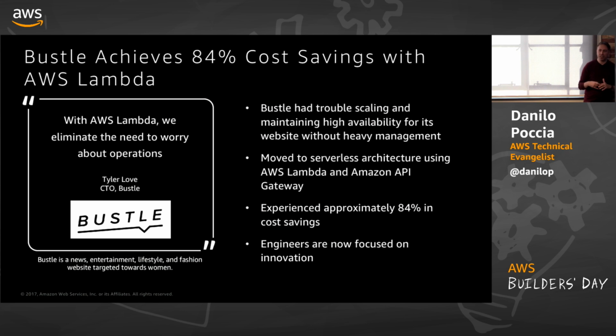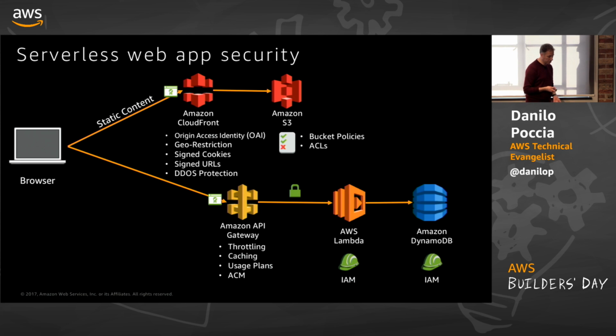So this is an architecture that is really popular. We have lots of customers. Just to give you an example, this is Bustle. It's an entertainment and lifestyle website targeting women. They reduced their costs by 84% when they switched from the traditional architecture to a serverless approach with a similar architecture to what we saw. And now they feel that their engineers are really focused on building innovation, not on keeping the lights on in their infrastructure. So how can we secure this architecture?